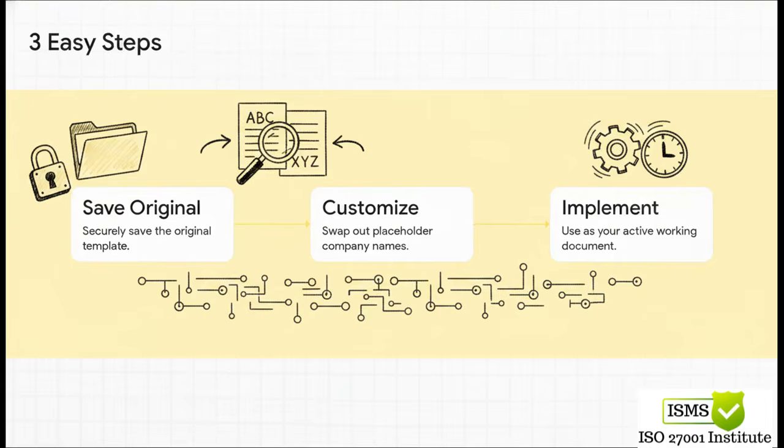Now, you might think implementing an expert-level system takes weeks, right? But the customization is incredibly simple. It really just takes 3 steps. Step 1, securely save the original document template so you always have a pristine master copy. Step 2, swap out the hypothetical placeholder names. The document uses placeholders like ABC Technologies Private Limited and its acronym ABCTPL. You literally just do a quick find and replace to insert your own organization's details. And step 3, implement it as your active working document. It takes mere minutes to align this expert framework with your own company's identity.